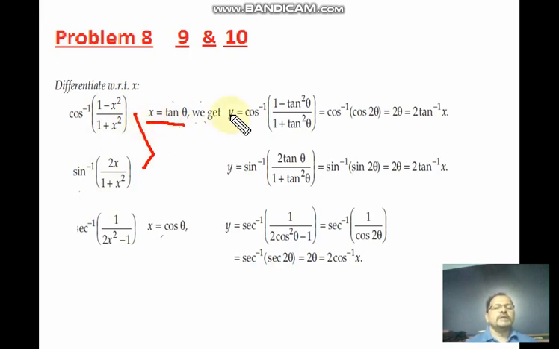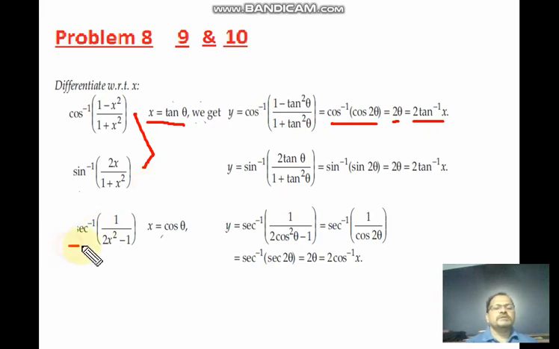That gives us y equal to cos inverse of (1 minus tan square upon 1 plus tan square), meaning cos inverse cos, they cancel out, only 2 theta remains. 2 theta means 2 tan inverse x, and its derivative is 2 upon 1 plus x square. Similarly for this 9th problem.